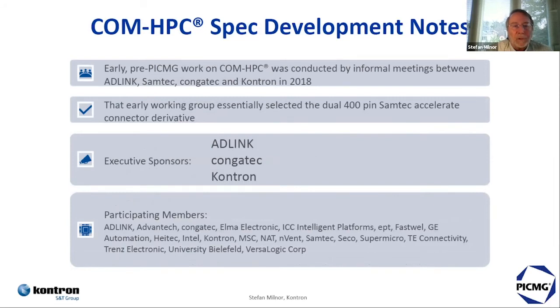So moving on to some notes about the COM-HPC spec development process or experience. The early pre-PICMG work on COM-HPC was conducted through informal meetings between AD-Link, Samtec, Congatec, and Kontron in 2018, kind of in the summer. That early working group essentially selected a new 400-pin Samtec connector that they call the Accelerate family. The working group decided on 2 of these, so that yields, of course, 800 pins, as opposed to COM-Express's 440.